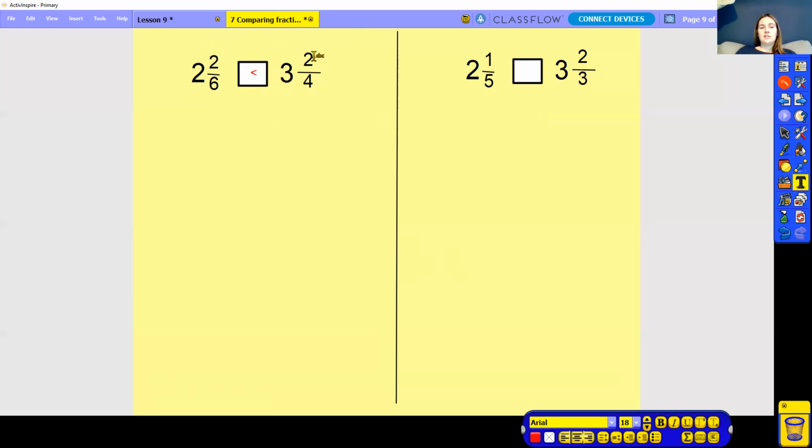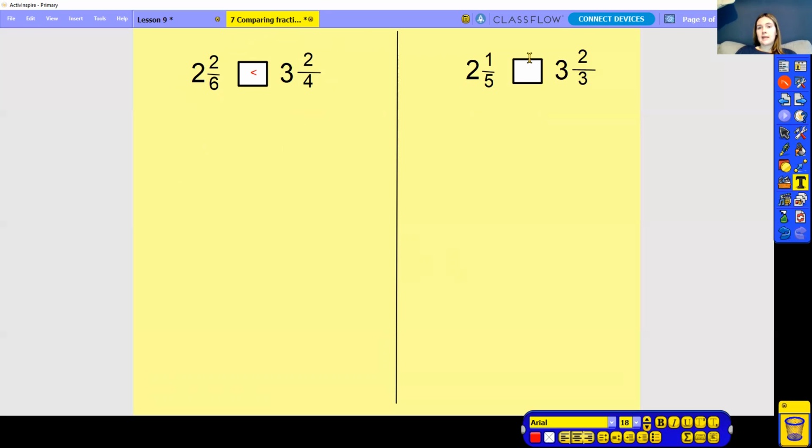Obviously, these two fractions. The numerator is the same for both of them. So if we're comparing it this way, then we can also see that if we were looking at just the 2/6 and the 2/4, you can see that this 2/6 is smaller than 2/4, but because of the whole numbers, this one is obviously bigger.